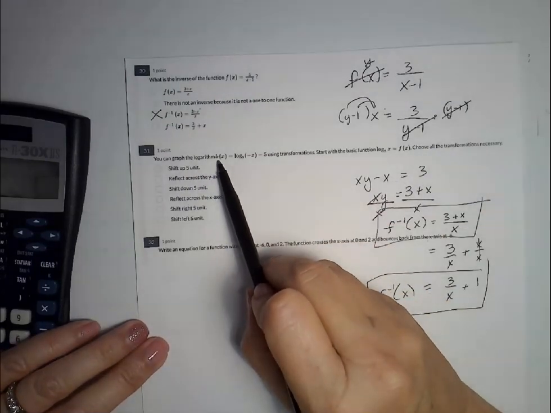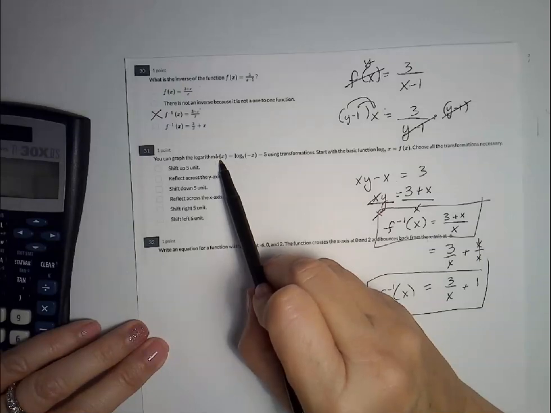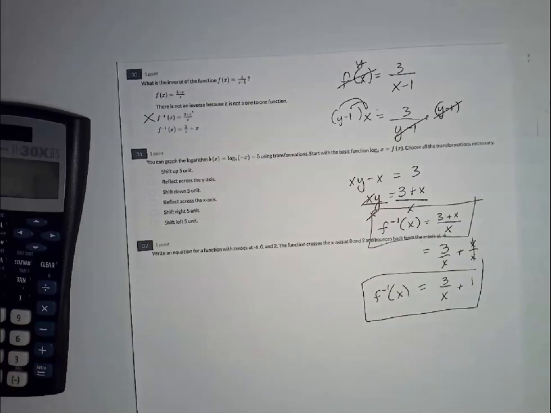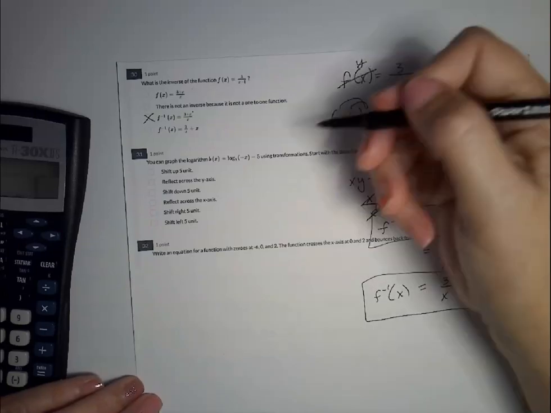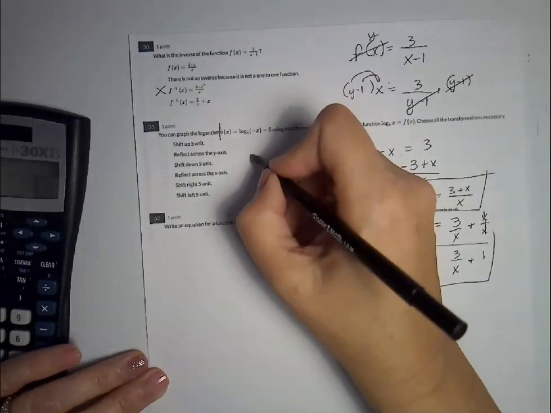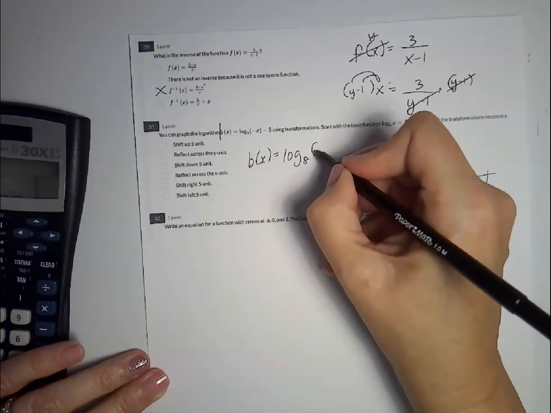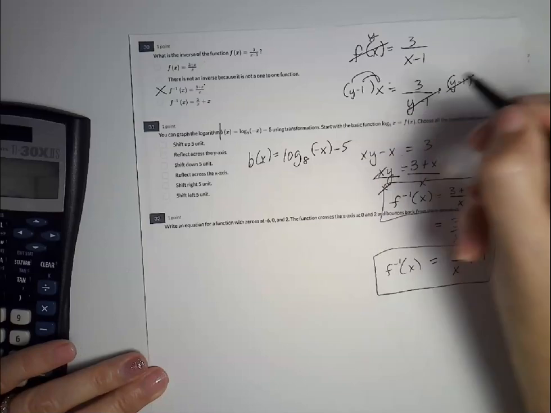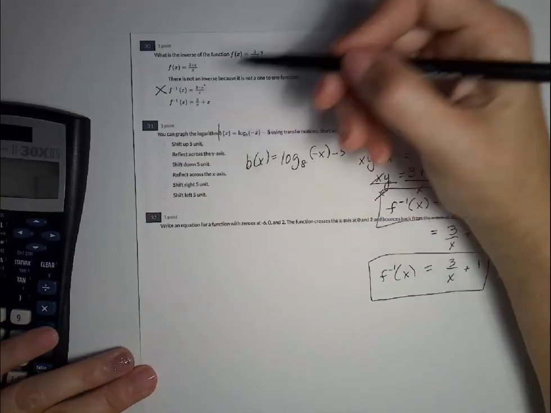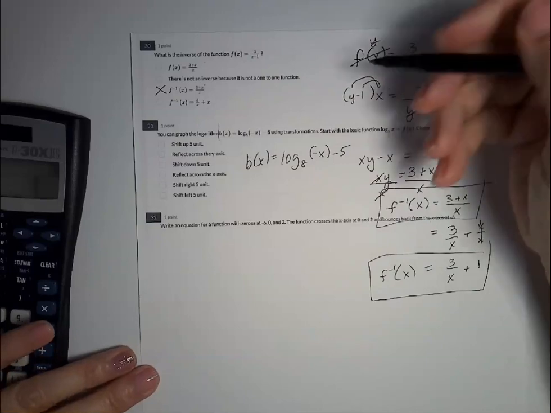You can graph log of x. I think I've got a typo there. Let me see what that looks like on there. Okay, no, it's just there's no space. It looks like this, really: b of x is equal to log base 8 of negative x minus 5. So this is the log. This doesn't have a space very well defined on mine, but this is what yours looks like.